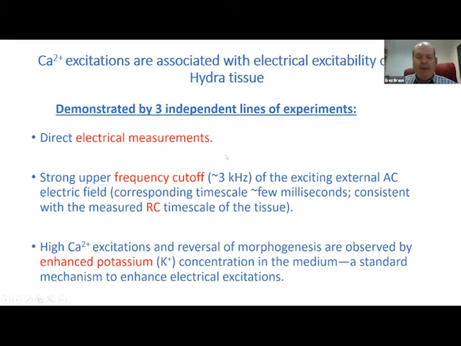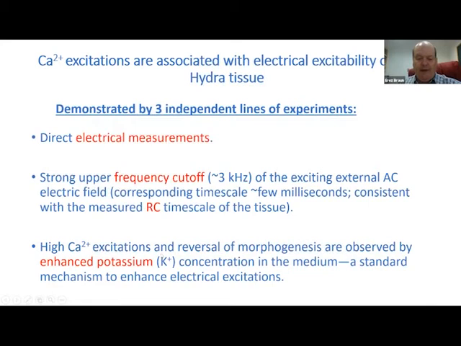I just want to mention that calcium activity is directly connected to electrical activity. We showed this by 3 types of processes: direct electrical measurement that I'll show you in a second. We showed that there is a strong upper frequency cutoff. If you go above 3 kilohertz, remember the cancer treatment was at 100 kilohertz, so it's a completely different mechanism. Here, if you go above 3 kilohertz in the AC field, it becomes transparent. You can put whatever voltage you want; the system is transparent to it, but below it, it works. And this kilohertz frequency corresponds to millisecond timescales, so it corresponds to the RC timescale of the tissue.